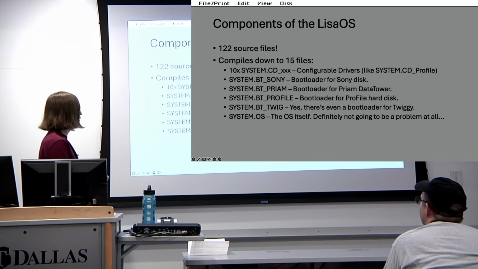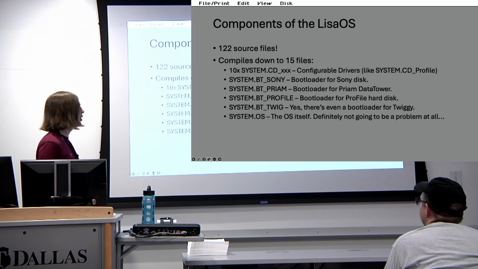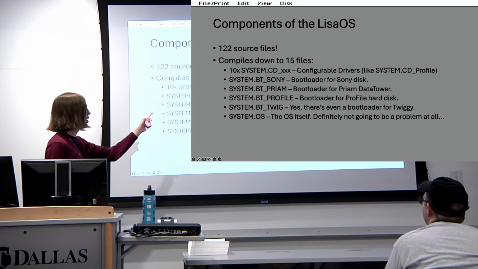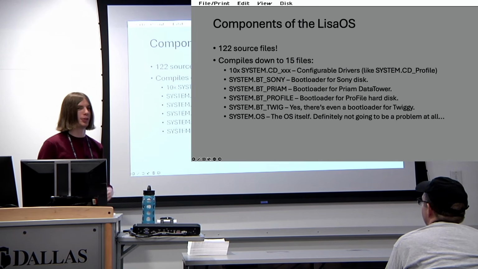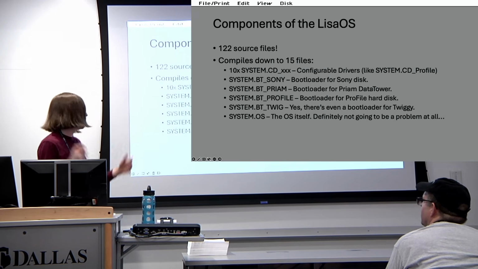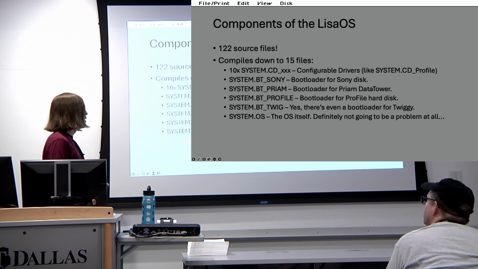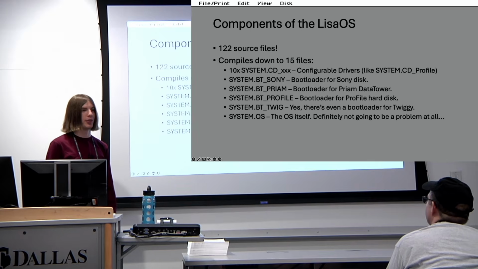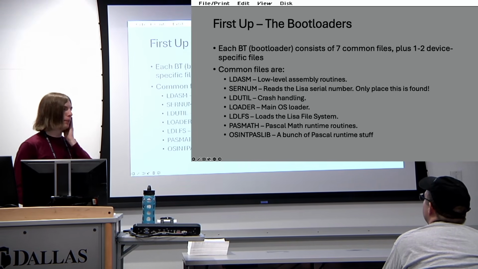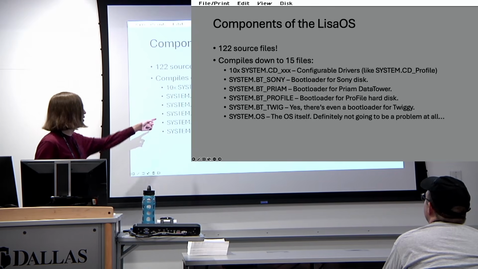Then we've got these 4 files, system.bt underscore something. These are the bootloaders for the Sony floppy, the preamp data tower, the profile, and the Twiggy. There's actually one included for the Twiggy, even though LOS 3.0 doesn't support the Twiggy, interestingly enough, but it's there. And then finally, system.os. This is the operating system itself. Very big, very complicated. So let's talk about the bootloaders first, the system.bt files.